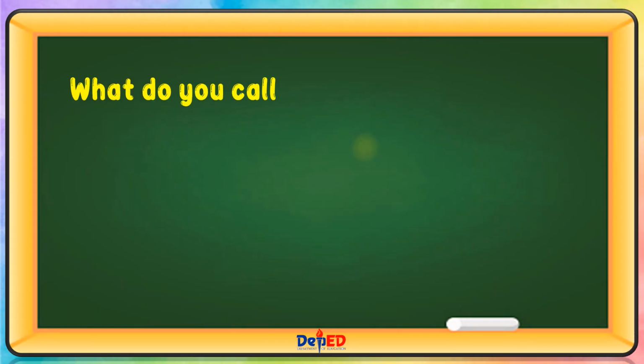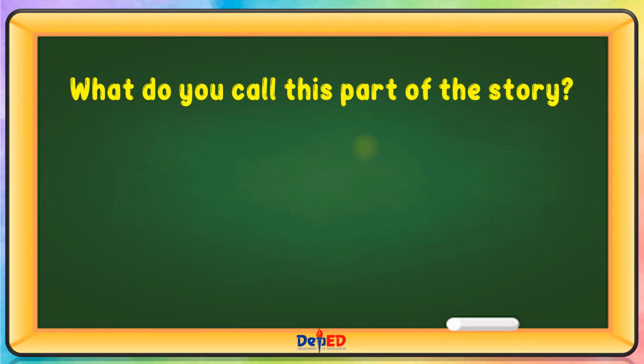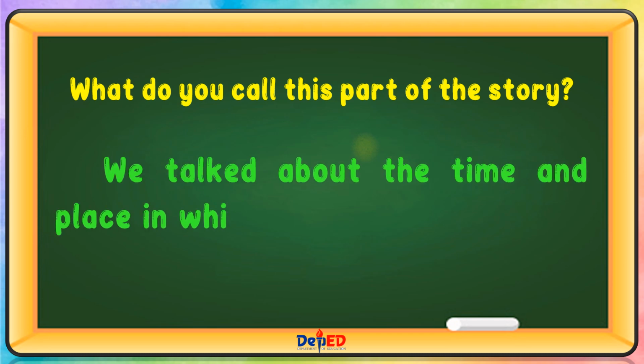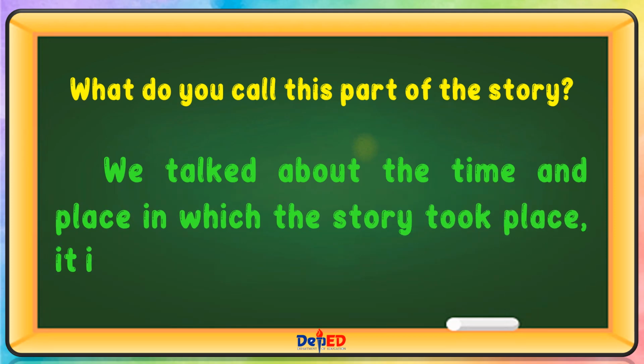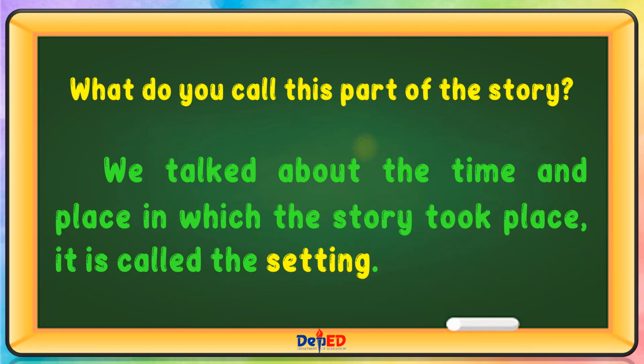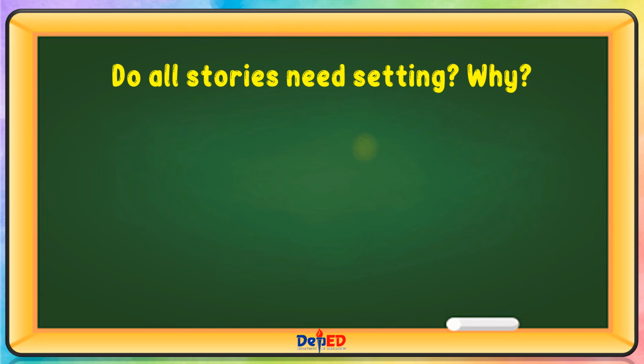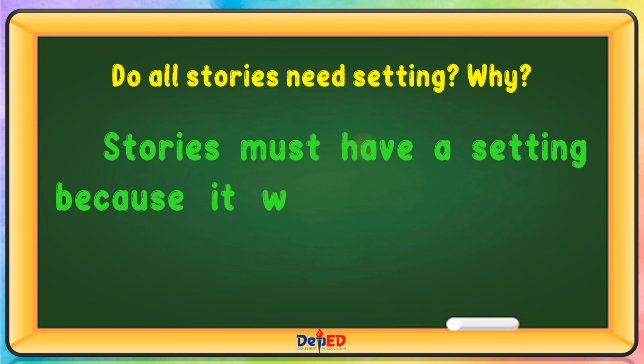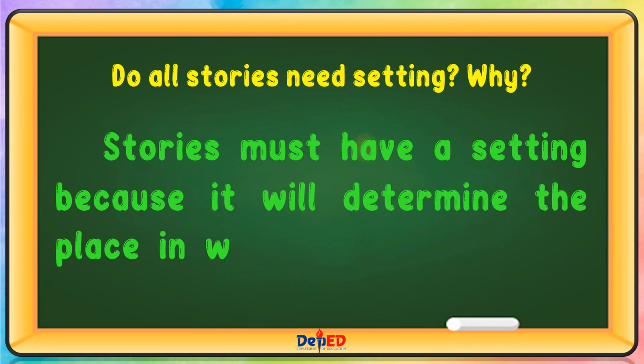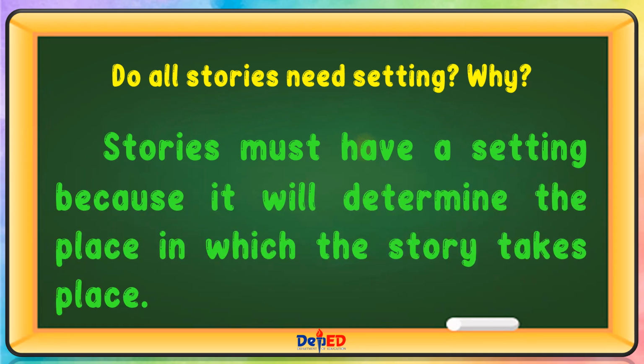What do you call this part of the story? We talk about the time and place in which the story took place. It is called the setting. Do all stories need a setting? Why? Stories must have a setting because it will determine the place in which the story takes place.